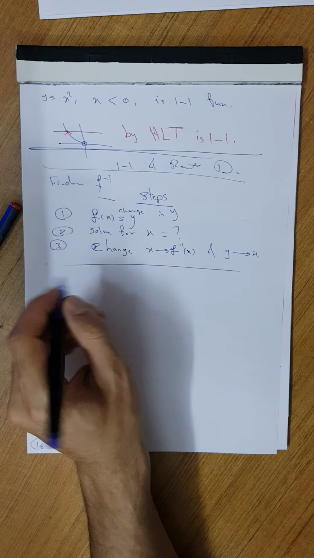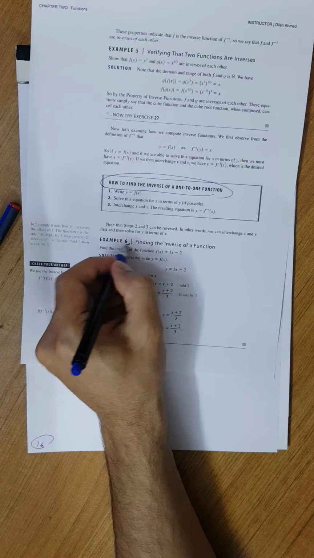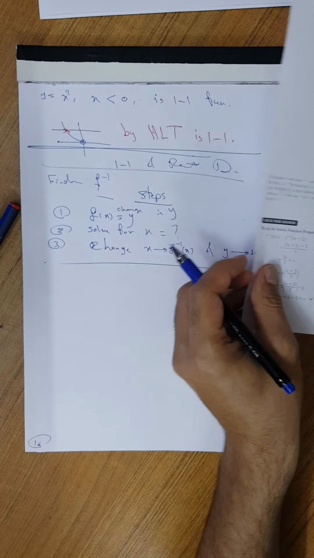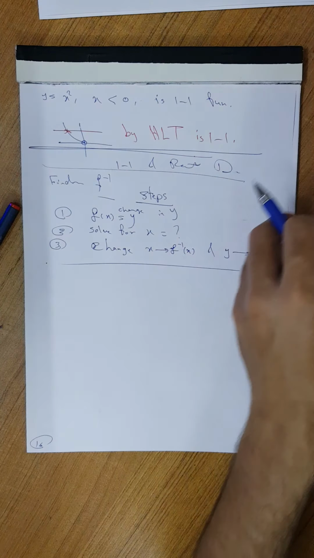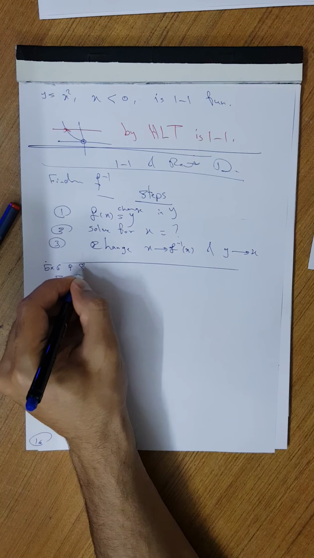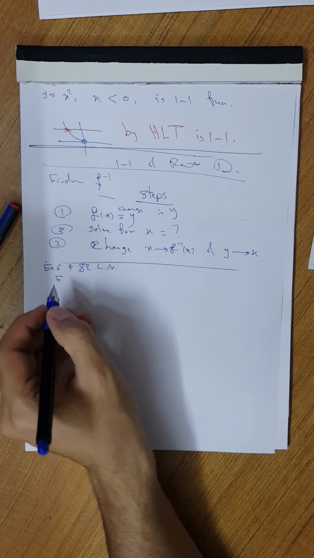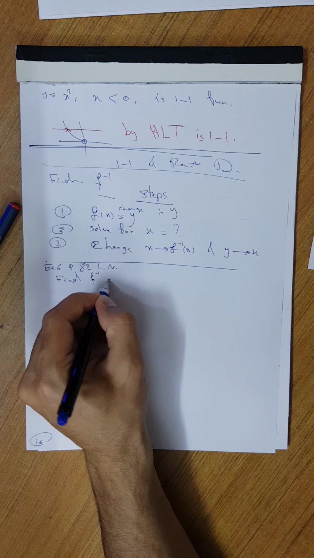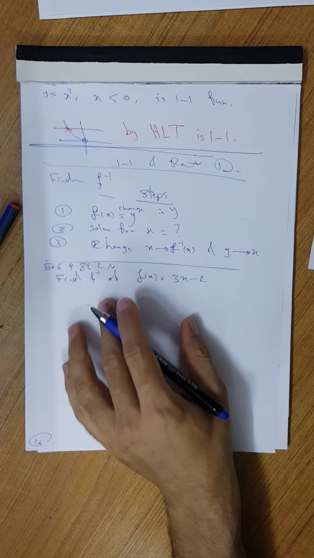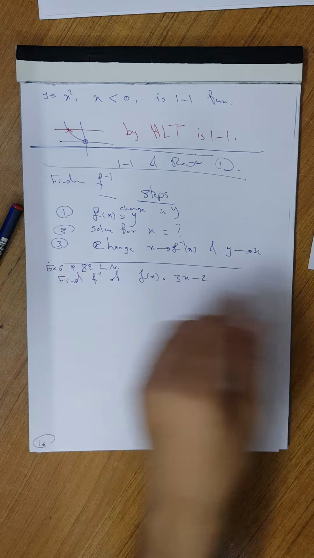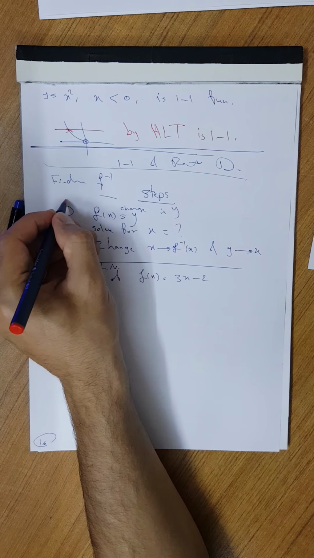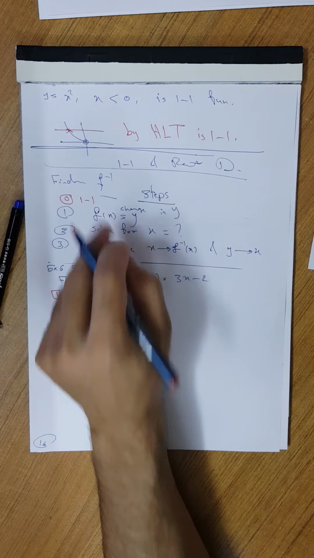I'll show you now. Go to example number 6. I'm going to solve example number 6 for you, and I will show you all this. We will apply all these steps on this example. Find example 6, page 82 in your lecture note. Find the inverse of f of x equals 3x minus 2. In your lecture you say it's one-to-one directly, but for the exam you should not forget one-to-one. Do not forget this one.